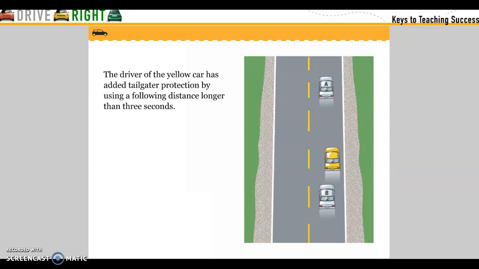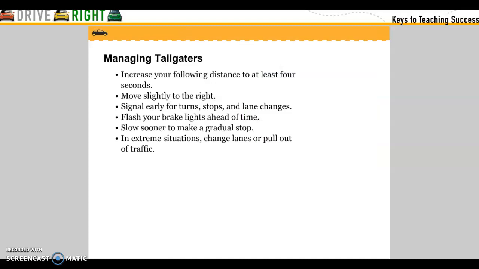The driver of the yellow car has added tailgater protection by using a following distance greater than 3 seconds. Managing tailgaters. Increase your following distance to at least 4 seconds. Move slightly to the right. Signal earlier for turn, stop, and lane change. Flash your brake lights ahead of time. Slow sooner to make a gradual stop. In extreme situations, change lanes or pull out of traffic.